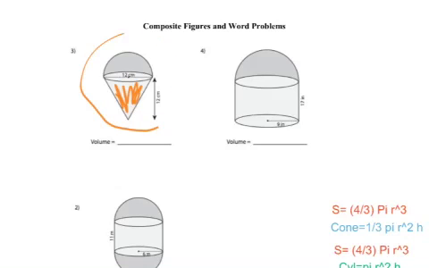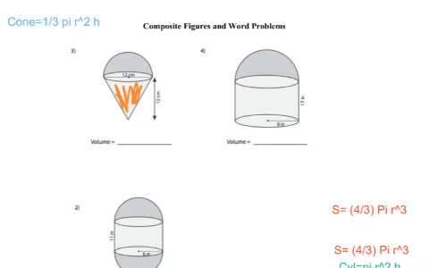So basically what I have to do is now use the formula for both the cone and the sphere. The first thing I want to do is pull up the formula for a cone. You can get this from the formula sheet. The formula for a cone is 1/3 pi r squared h.